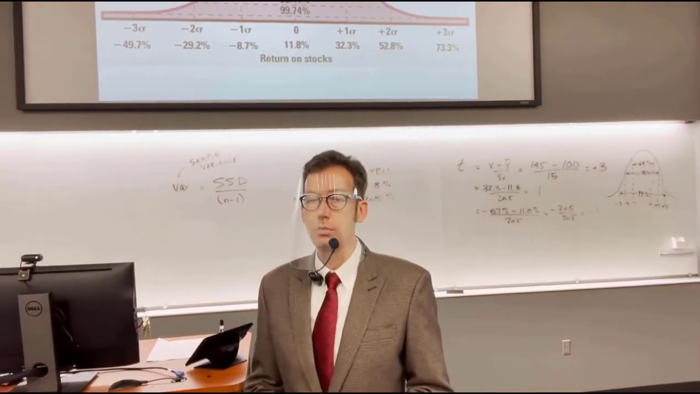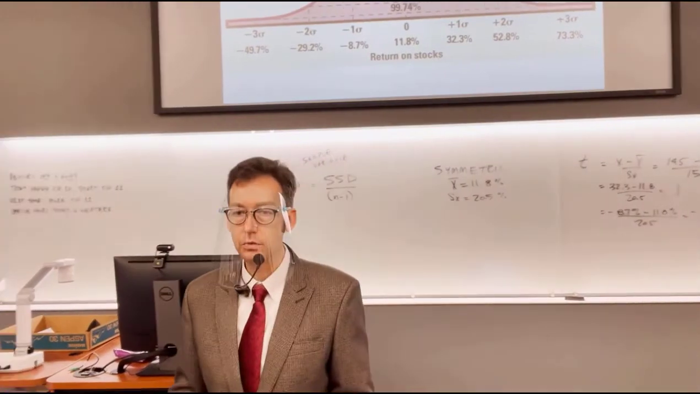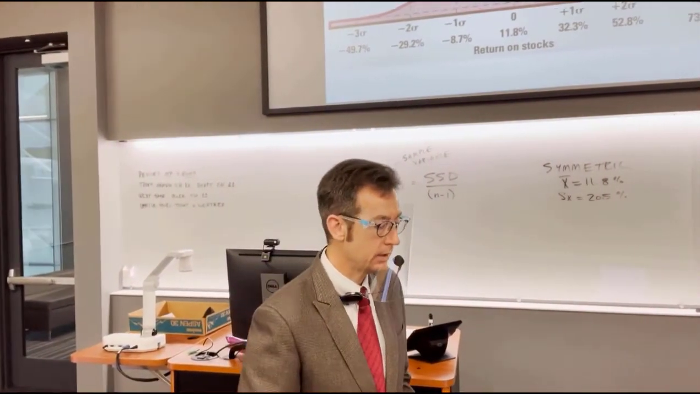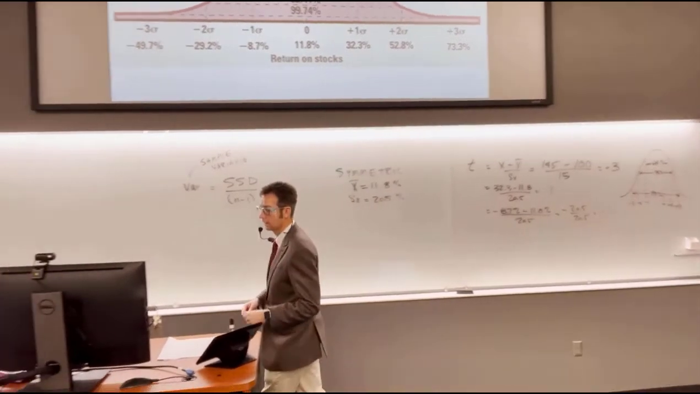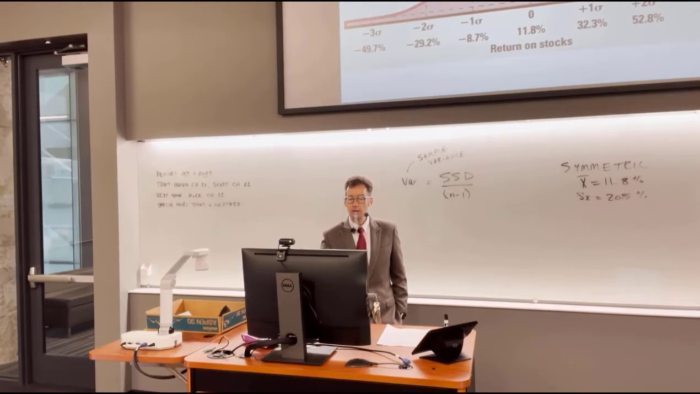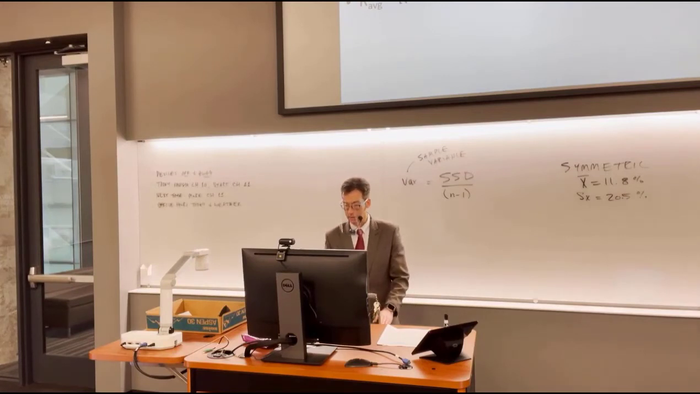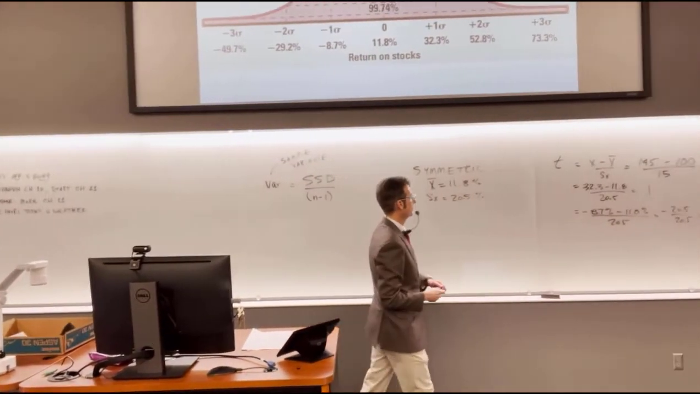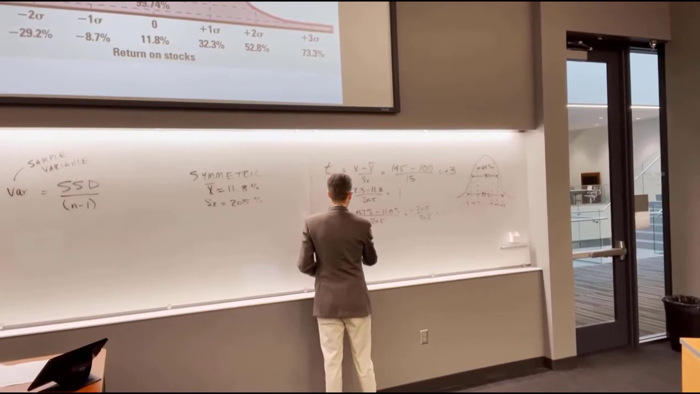So let's run some examples here of ways this could be used. What is the probability that you'll get at least 52.8% return in any given year? Let me say that again. What's the probability that you're going to get at least 52.8% in any given year? Well, what am I going to do? I'm going to go see 52.8% right here. And so what portion of the normal distribution am I talking about? Well, when I say I'm going to get at least 52.8%, it means we're looking out here, right? And so what I really need to do is figure out what's hanging out here.